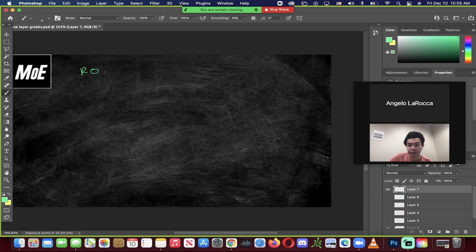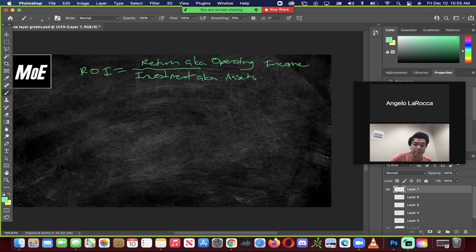So ROI is return on top and investment on the bottom. Return is also known as net, or operating income. Investment is also known as assets minus liabilities, right? And sometimes they might ask you to use average assets, and it's not in this question, but sometimes they will ask you for this.